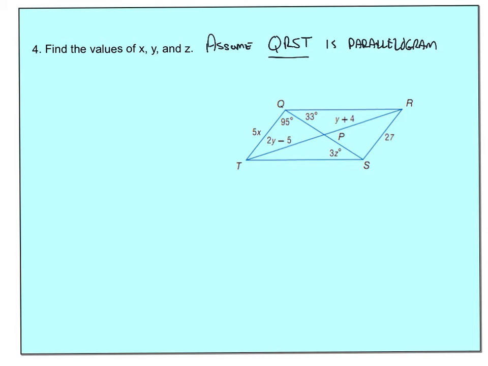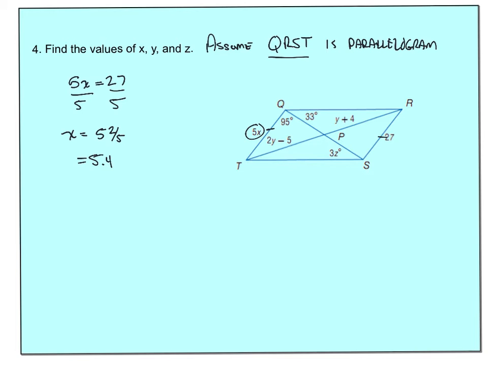So I see 5x's right here. We're going to assume this is a parallelogram. So 5x will equal 27. Okay, that will not work out cleanly. We will have a fraction, so it will be 5 2/5. Throw that in your calculator. Should get 5.4.